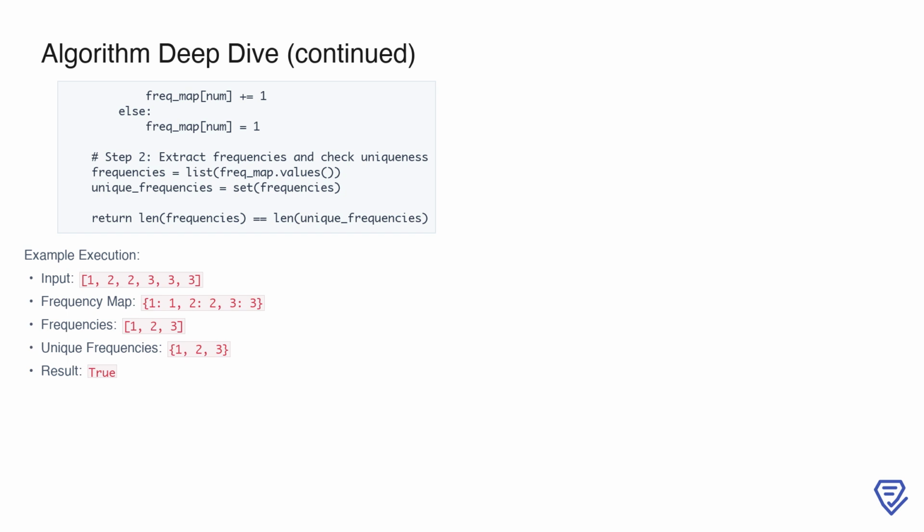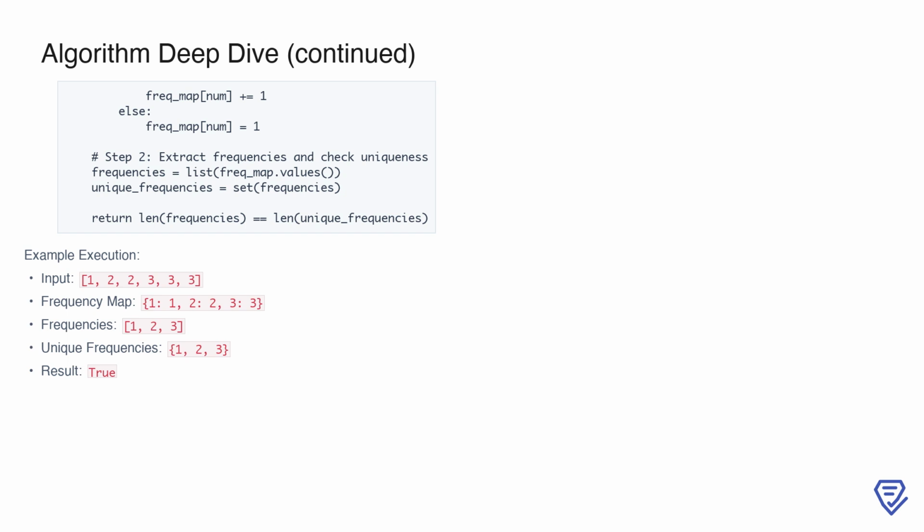Next, we create a hash map to count the frequencies of each unique integer in the array. For each number in the array, we either increment its count if it already exists in the hash map or set its count to 1 if it doesn't. Once the frequencies are calculated, we extract the frequency values into a list and convert this list into a set.